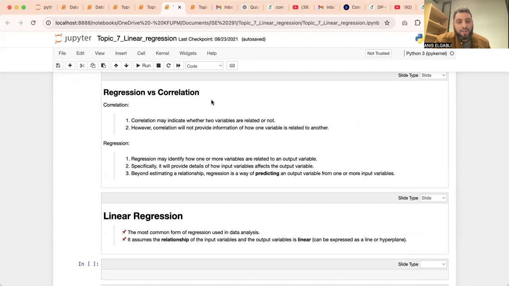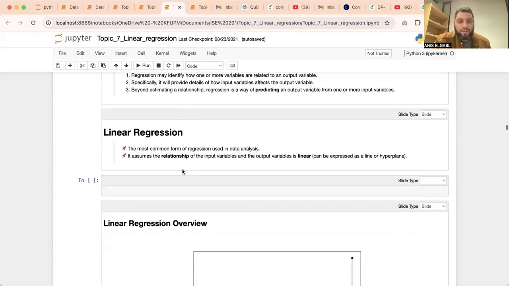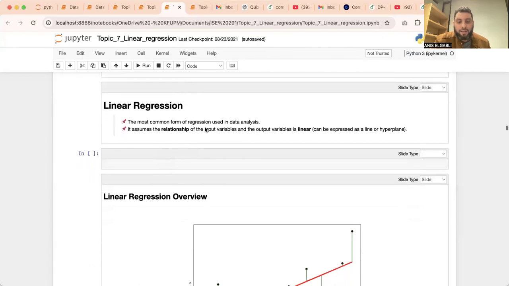Okay, now back to regression versus correlation. As I said, correlation may indicate whether two variables are related or not, but you cannot use it to predict one from the other. Regression, we can. So here we will focus on linear regression.